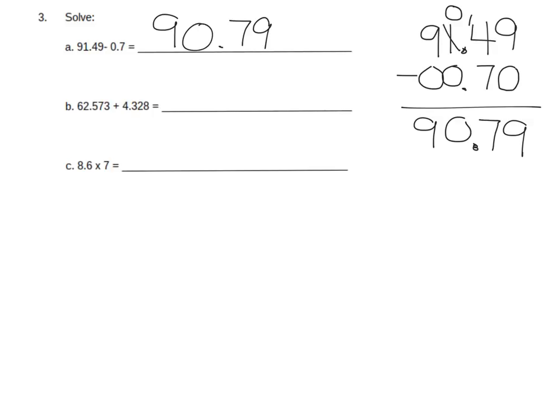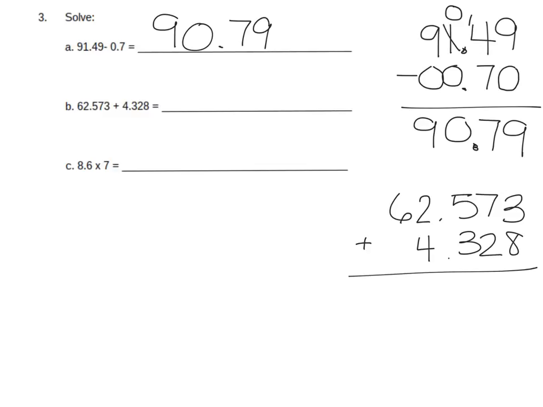Now let's add. Same rule applies. We have to line up our decimals. So 62 and 573 thousandths plus 4 and 328 thousandths. All we have to do, after we line them up, is add as normal.